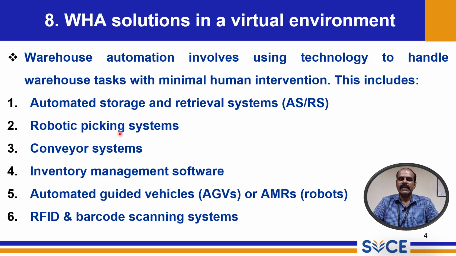Then the next higher level system of local movement is a fleet of robots, maybe in the form of AGV or in the form of AMR. And the final thing is, for easy data acquisition, we just go ahead with RFID or barcode scanning systems. So these are all the different solutions that we can expect in warehouse automation.